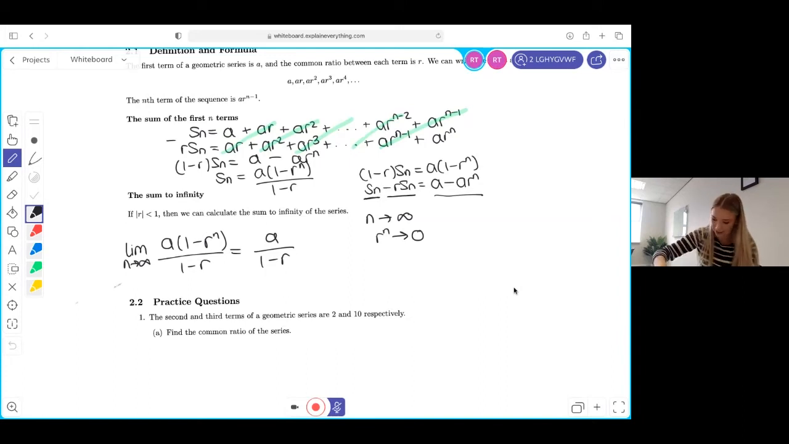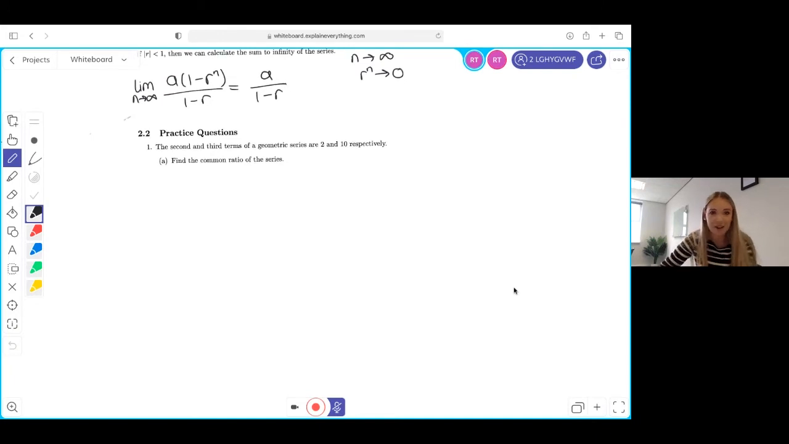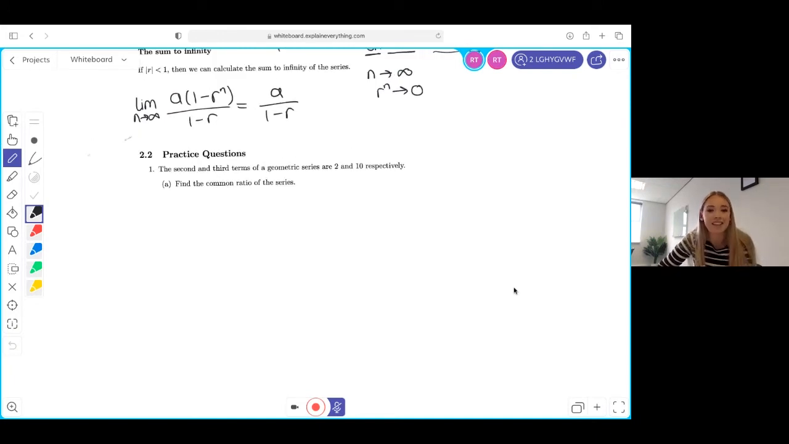So we'll have a look at some questions that we've got. So I've started quite similar in these ones. The second and third terms of a geometric series are 2 and 10 respectively. So first of all, we want to find the common ratio of the series. And then the next part was find the first term of the series. So in terms of a and r, the second term would be ar, and that's 2. The third term in terms of a and r would be ar squared, and that would be 10.